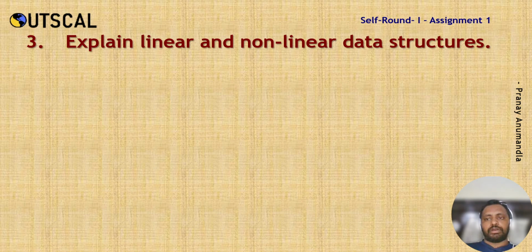Explain linear and non-linear data structures. As the name indicates, the data inside the data structure will be stored in a linear way or a non-linear way. Linear way is nothing but a sequential order. We can access any data element by its index, and each data element will have a predecessor and a successor, one predecessor and one successor, except the first one and the last one. Examples of this type of data structure are arrays, strings, linked lists, and vectors.